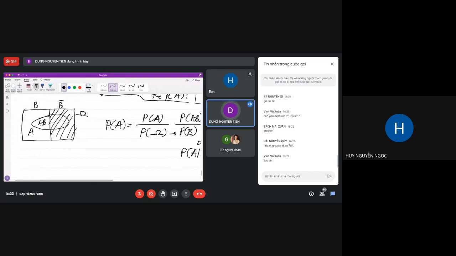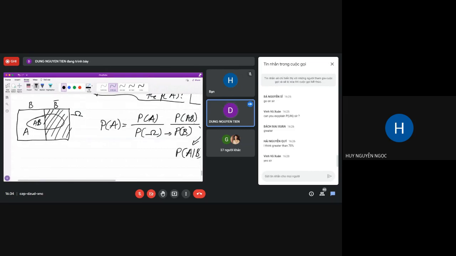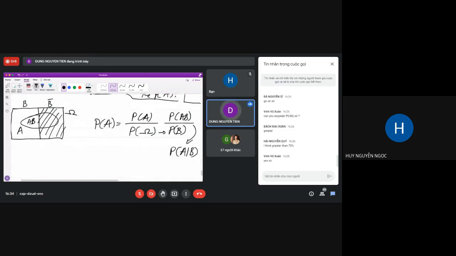What is the set of all possible outcomes? Omega. Now it is B, not B bar any longer. You need to exclude the B bar, so Omega becomes B, and A becomes AB, because you just exclude that part. Then you get AB over B, and this fraction is called the conditional probability of A given B. Do you understand?